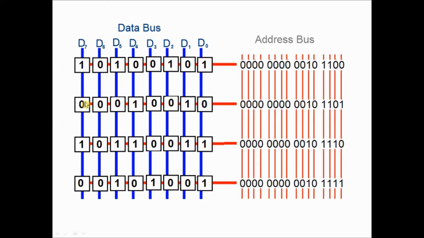And then there's another line, called the read-write line, which tells the memory location if it's going to dump its contents onto the data bus, or if it's going to read in and change its number to whatever numbers are already on the data bus.